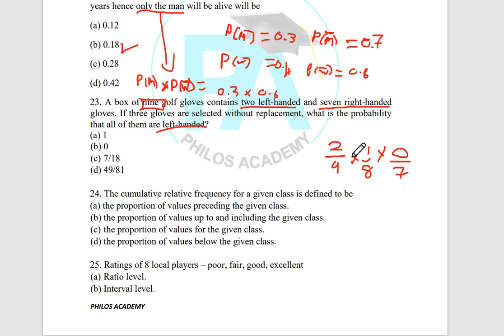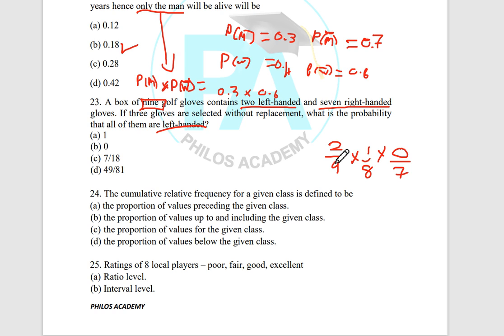Please look at this. They said you have 2 left-handed gloves. The gloves, 2 of them are left-handed and 7 of them are right-handed. Now, they said if you select 3 of them without replacement, what is the probability that all of the 3 are left-handed? And you and I know that there are 2 left-handed there.